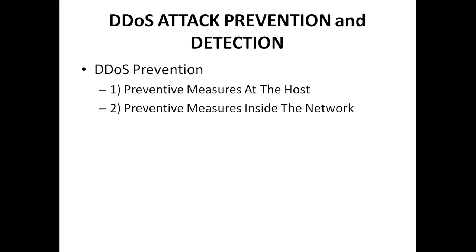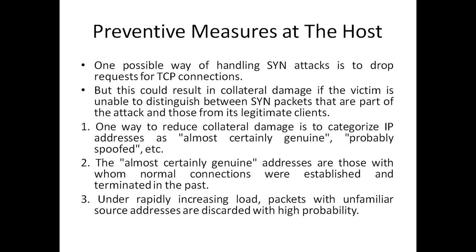Then distributed denial of service attack prevention and detection. Distributed denial of service prevention consists of two main parts. One is preventive measures at the host and the other is preventive measures inside the network. So in this video we'll see preventive measures at the host, and in the next video we'll see the remaining part of this chapter. So, preventive measures at the host.